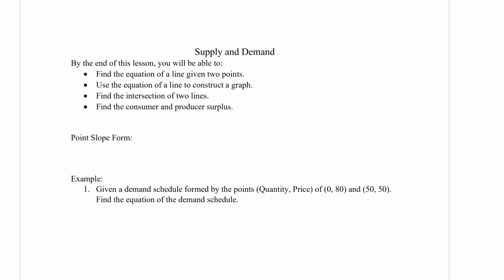So point slope form, I'm going to use P and Q instead of Y and X, since the variables we'll be talking about here are P and Q. So we're going to have P, just our variable, minus our specific price at a point, equals our slope times our quantity, the variable, minus our quantity at a specific point. And before we use that equation, we have to find the slope. So to do that, we're going to do the difference in our P's, our prices, divided by the difference in our quantities.